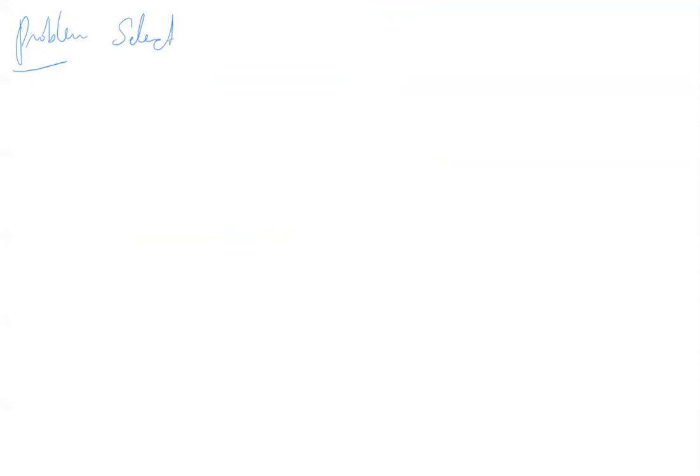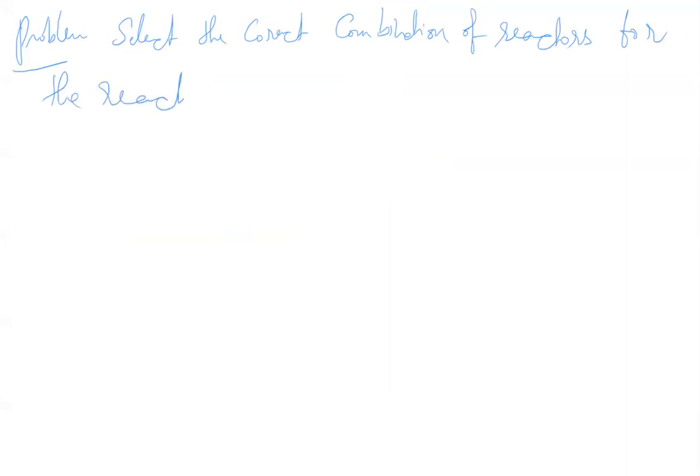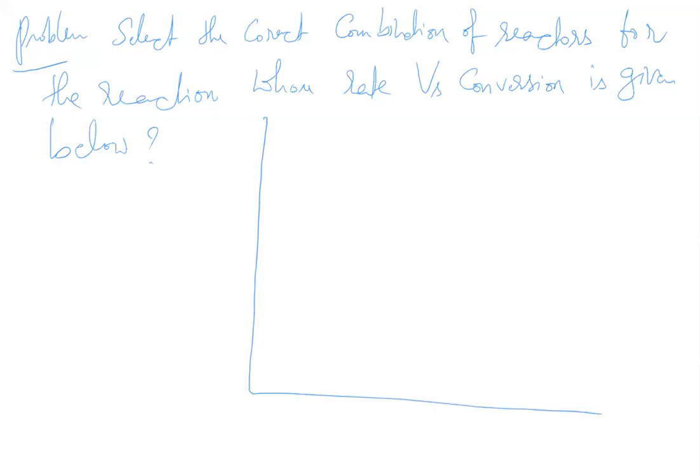Select the correct combination of reactors for the reaction whose rate versus conversion is given below, for, let's say, 90% conversion.